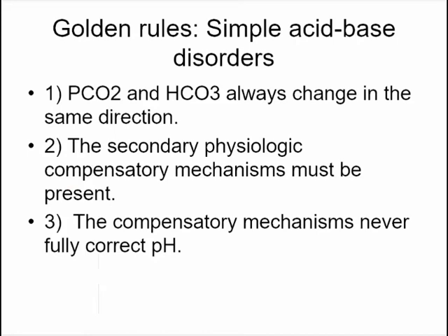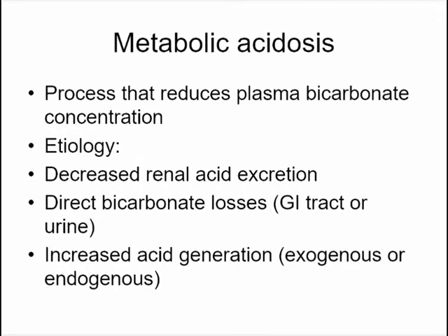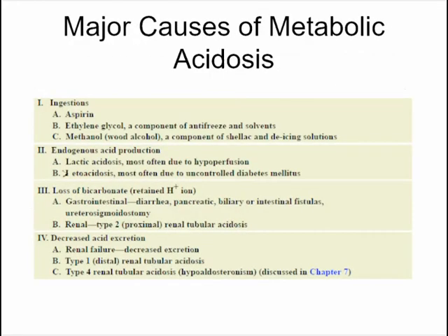CO2 and bicarbonate always change in the same direction. Secondary physiologic compensatory mechanisms must be present, so your respiratory changes must be present, and the compensatory mechanisms never fully correct your pH. These are the processes that cause metabolic acidosis: decreased renal acid excretion, direct bicarbonate losses, increased acid generation, etc.